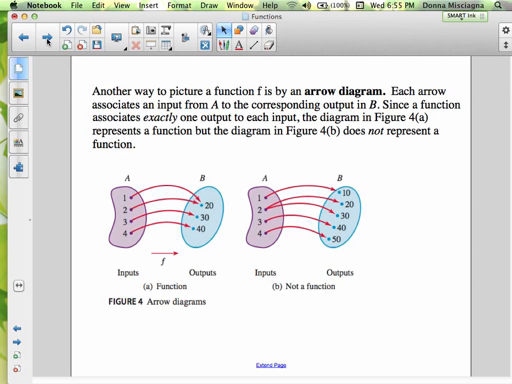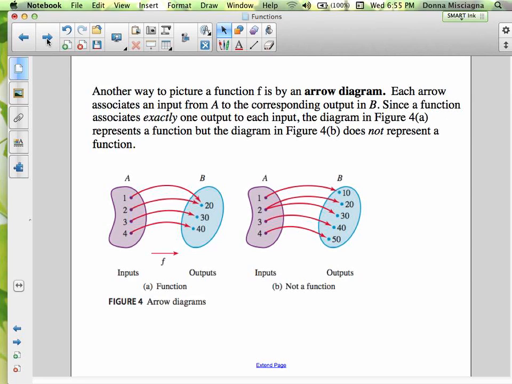Another way to picture a function is by an arrow diagram. That's helpful if you have a finite set, not as helpful with an infinite set. Each arrow associates an input from A to a corresponding output in B. All right, so here we have a finite number of inputs and outputs, so we can represent it with an arrow diagram.